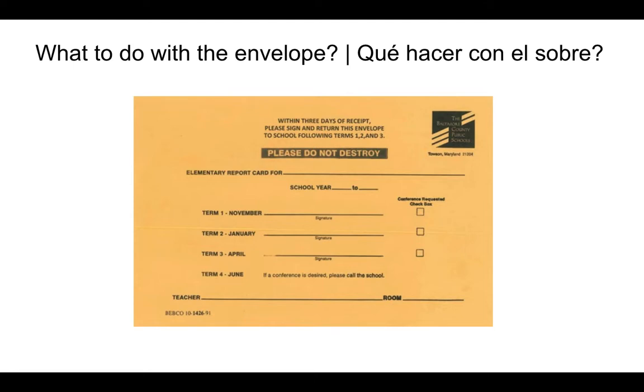And then you're going to want to sign the line that corresponds to the marking period, the quarter. So if it's the second, you sign the second line. If it's the third, you sign the third line. And then you check that box to indicate if you want a conference with the teacher, and they will get back to you to schedule that. It's as easy as that.